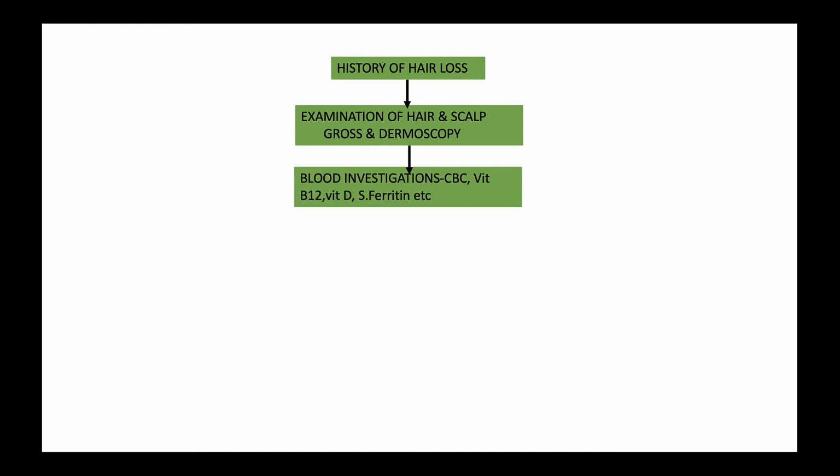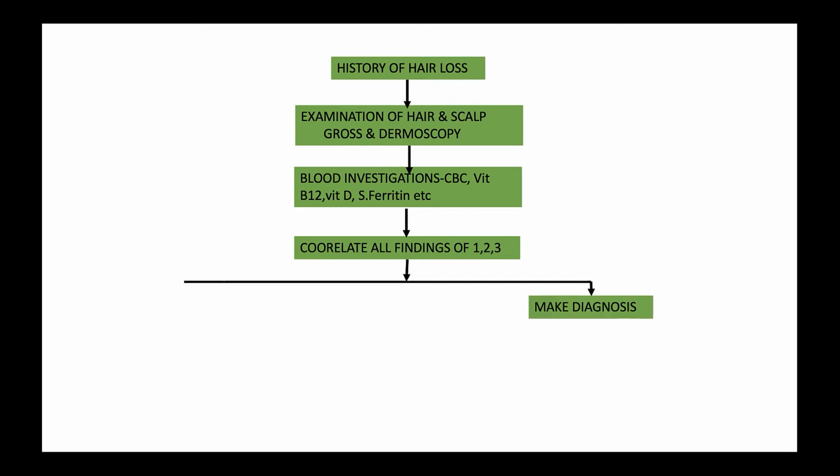So, how to make the diagnosis? Take the history of the patient, means he will tell you loss of volume, loss of density, thinning. Thinning is much more important than the hair loss. Then examine the hair and the scalp, also do the dermoscopy, and if needed, go for blood investigations as I explained: CBC, vitamin D, ferritin, etc. Then you can correlate history, examination, and basic investigations, and you can very well make the diagnosis.